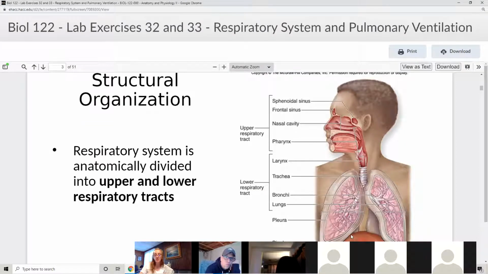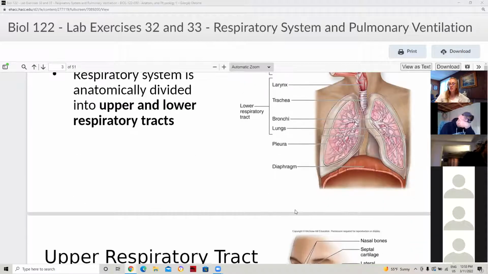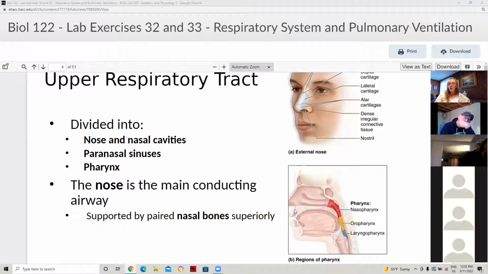So the respiratory system is divided into two categories. The upper respiratory tract, which includes your paranasal sinuses, your nasal cavity, and your pharynx. And your lower respiratory tract, which includes your larynx, your trachea, your bronchi, and your lungs.